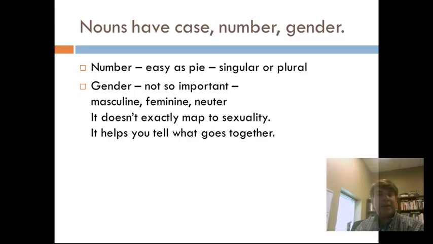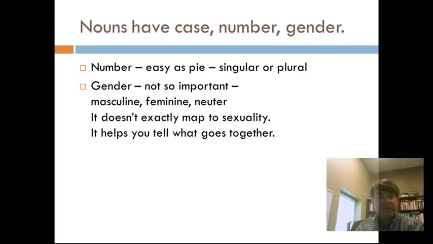Now, gender in languages does not map exactly to sexuality. What do I mean? I mean, just because a word is masculine doesn't really mean it's male. Or just because a word is feminine doesn't really mean it's female. And just because a word is neuter, and these are the three genders in Latin, masculine, feminine, or neuter, doesn't necessarily mean that it has no sexuality. I had a colleague who used to say that nouns that can have sex will. But that's probably not a very edifying kind of thing to say.